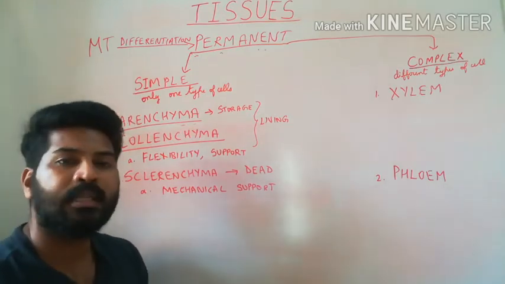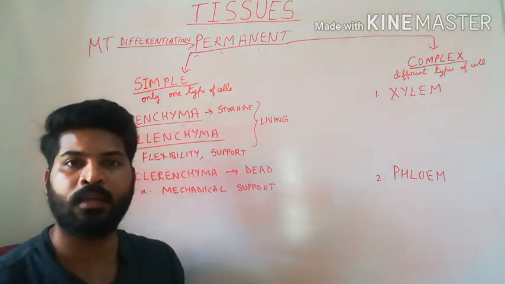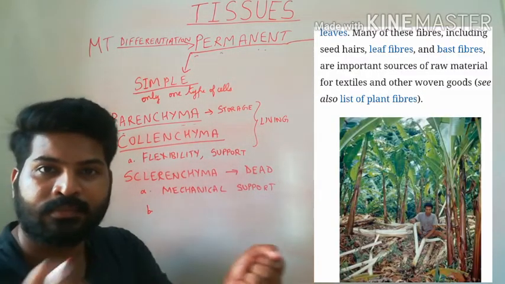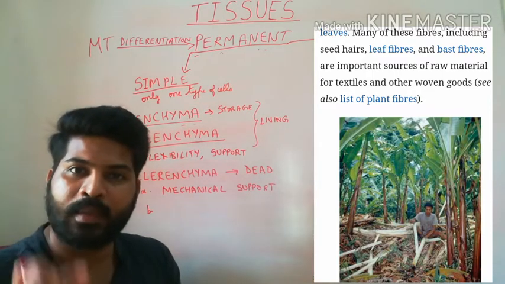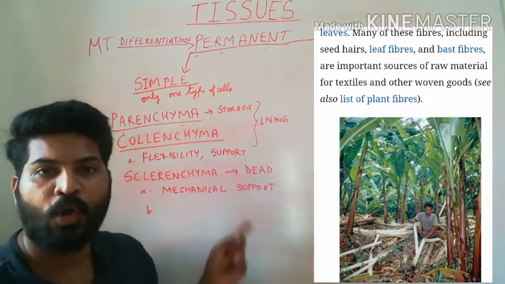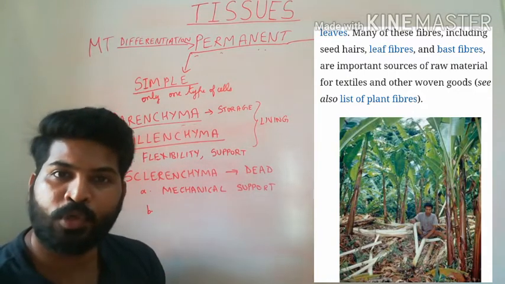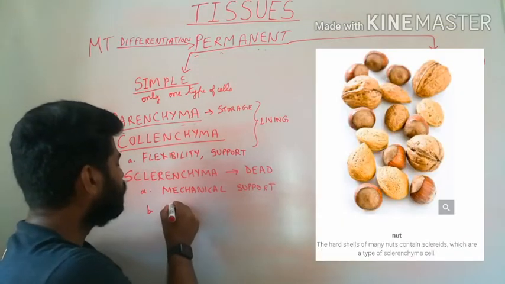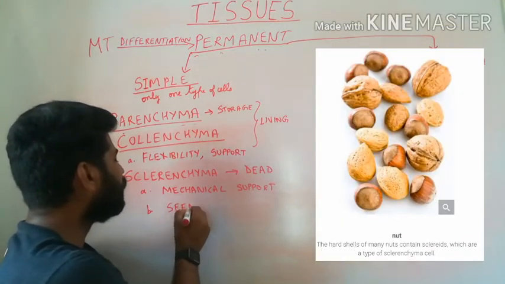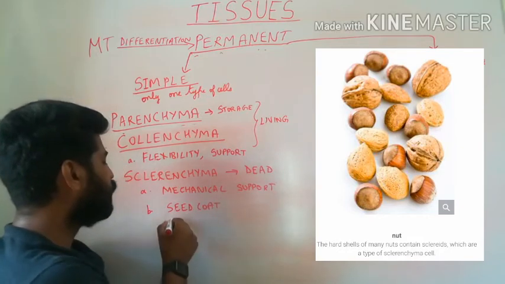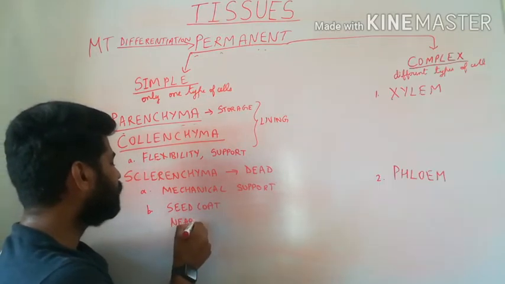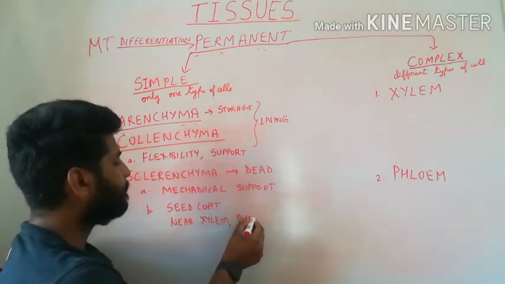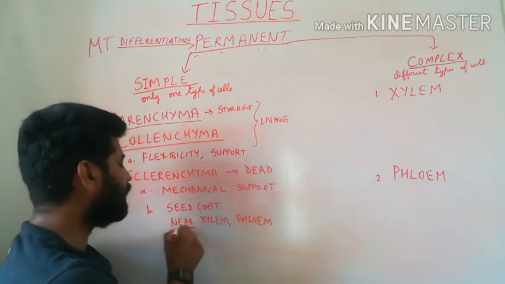Usually we find sclerenchyma in older parts of the plants. It is found in the coconut husk. You see the fibers. The fibers are nothing but sclerenchyma tissue. What is the function of the fibers? To provide strength and support. So we find it in the seed coat, outermost covering of the seed. It is found near the xylem and phloem. Wherever xylem and phloem are present, it is present near them.